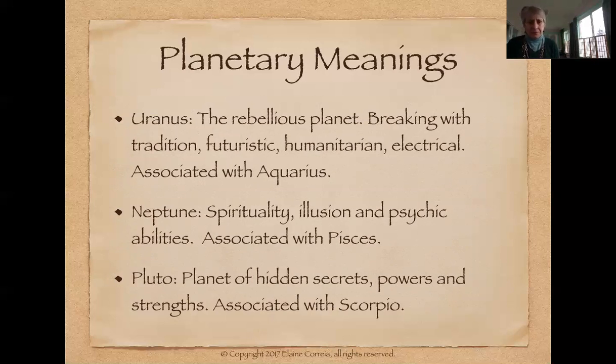And Neptune is the planet for spirituality, illusion, and psychic abilities. It's easy to get sidetracked with Neptune because of its ability to delude ourselves and lead ourselves down a path that is not exactly the best direction for us. It's associated with Pisces. And Pluto is the planet of hidden secrets and hidden powers and strengths. It's associated with Scorpio.